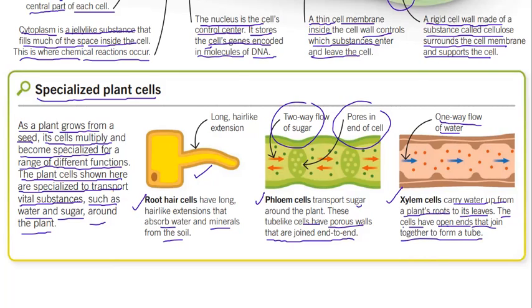So the function of phloem cells is that they transport sugar around the plant. This is the most important point. And the function of the xylem cells is to carry water up from the plant's roots to its leaves. And root hair cells have long hair extensions and they absorb water and minerals from the soil. So root hair cells and xylem cells almost do the same thing. That function is the same, but the structure is different. One-way flow of water is observed here, and the long hair-like extension of the root hair cells helps them to absorb water.